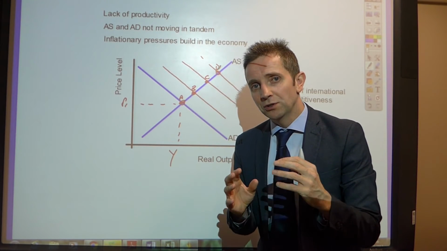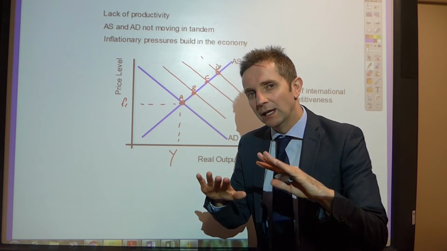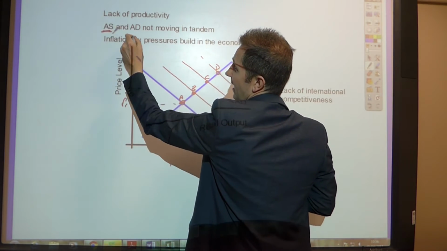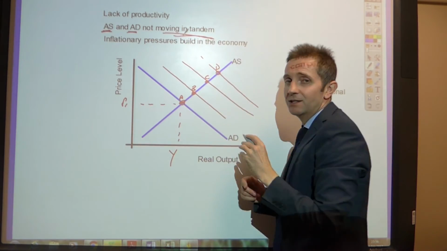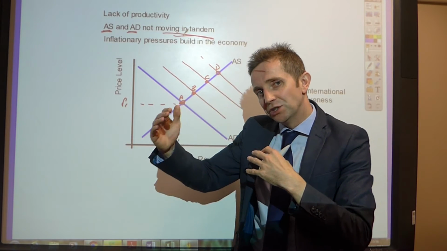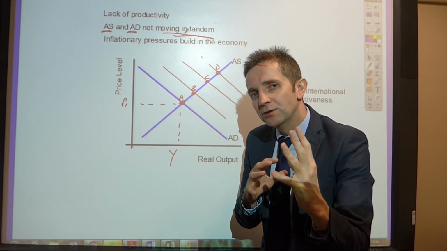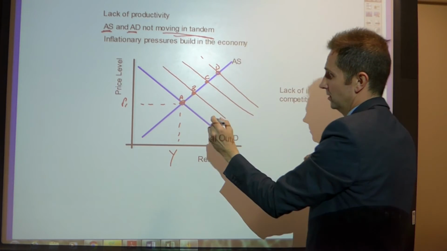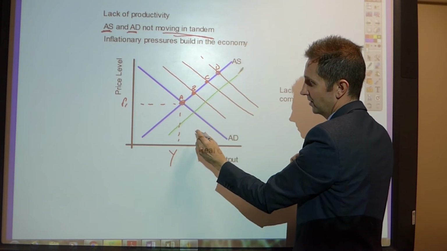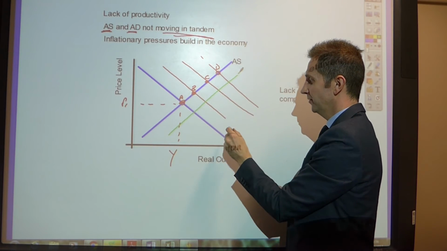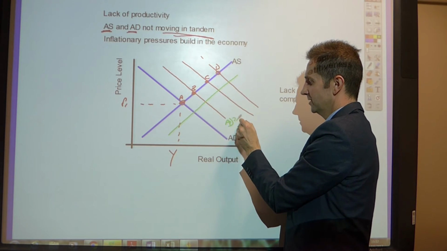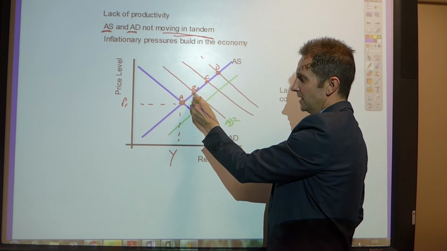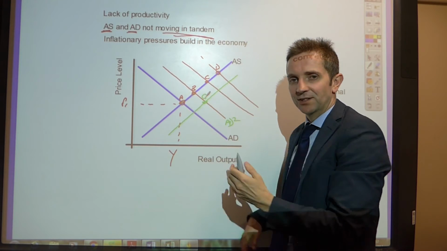Now, one way in which you can help to ameliorate and alleviate that is to try to get AS and AD moving in tandem with one another. So as AD shifts, offset that and counterbalance that by a shift in AS. So AS shifts in this direction. So for example, if we took this second AD curve, AD2, rather than going from A to B, we might then end up simply going from A to C.